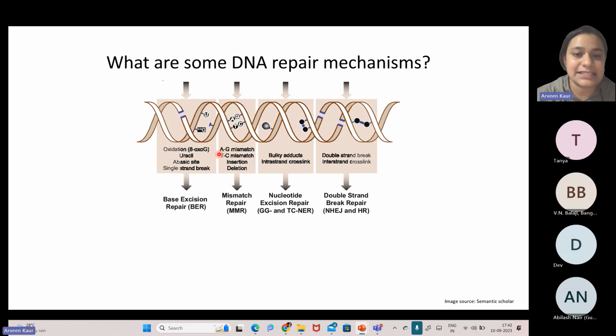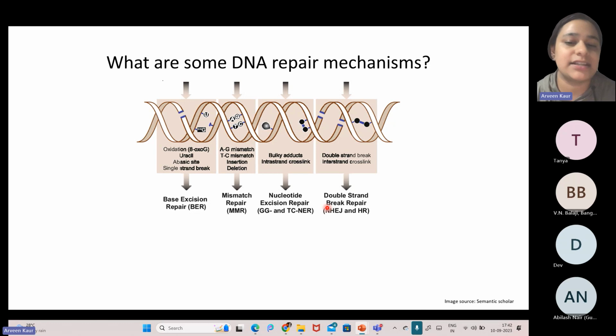Then there is another kind of repair, which is mismatch repair or MMR. This basically corrects AG mismatch or TC mismatch, or it could even correct for insertions or deletions. Then there is a third kind of repair mechanism, which checks for bulky adducts or intra-strand crosslinks. So if such crosslinks are present within strands, or if there are heavy additives joining to the DNA, then nucleotide excision repair heals these conditions in the DNA.